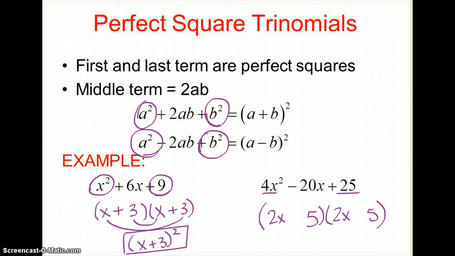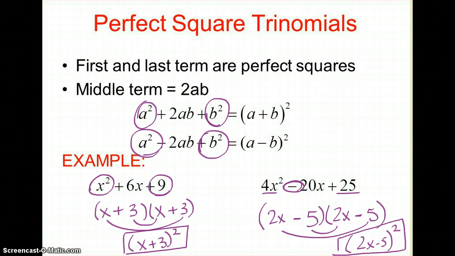Now, since this perfect square trinomial has a minus in the middle, both of my signs are going to be minuses. And you can check this. 2x times negative 5 is a negative 10x, and negative 5 times the 2x is a negative 10x. Negative 10x and negative 10x make negative 20x in the middle. So I'm going to write this as 2x minus 5 quantity squared. So I'm going to write it as the square of a binomial down there.